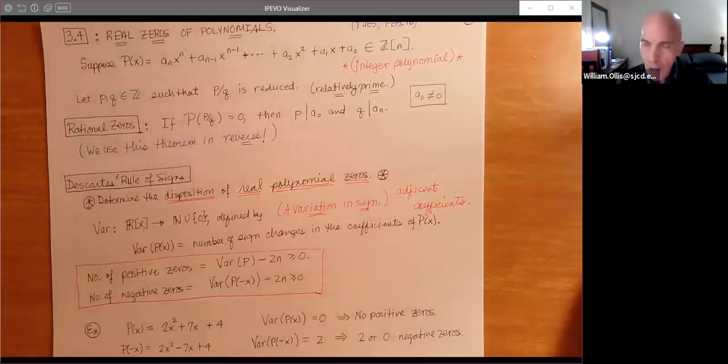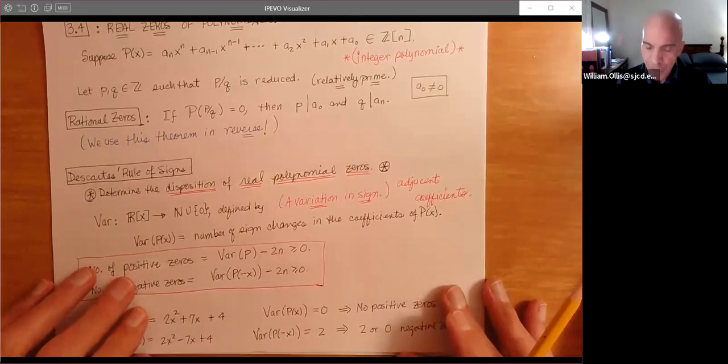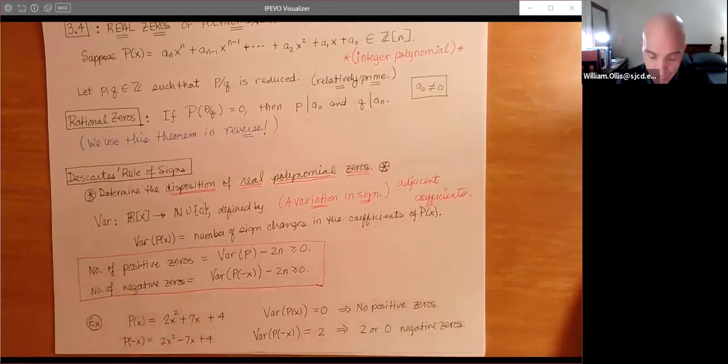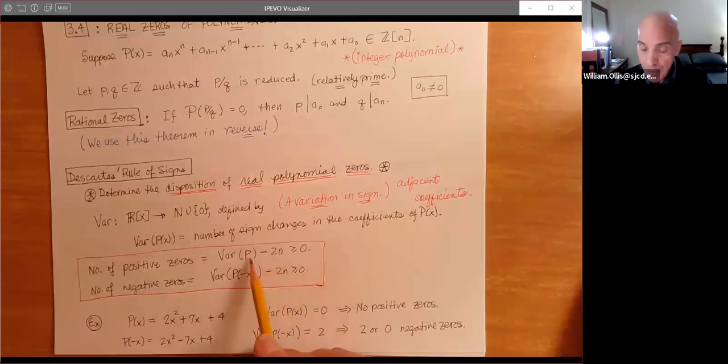That's fairly simple to do, but the monumental result of Descartes rule of signs is the following. The number of positive zeros, again, we're talking about real zeros, you get 0 or you get positive or you get negative. And so the positive zeros will either be the variation in sign of p or the variation in sign minus an even whole number. And here's what's important. This expression here is always non-negative. Once it starts to go into the negative realm, then you don't worry about it because it doesn't make sense. You can't have -2 positive zeros.